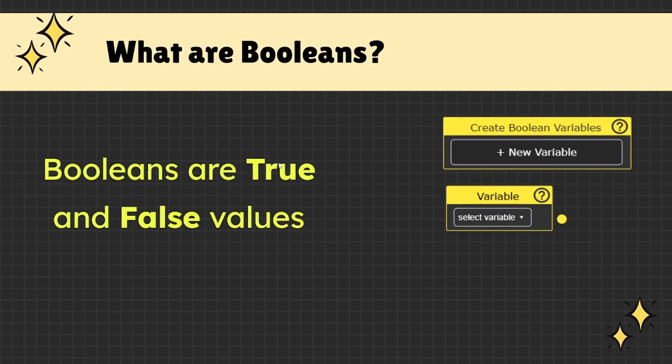So that's always available. So what are Booleans though? Booleans are true and false values. They are an on and off, a 0, a 1. They don't have any other value. They can only be true or false.